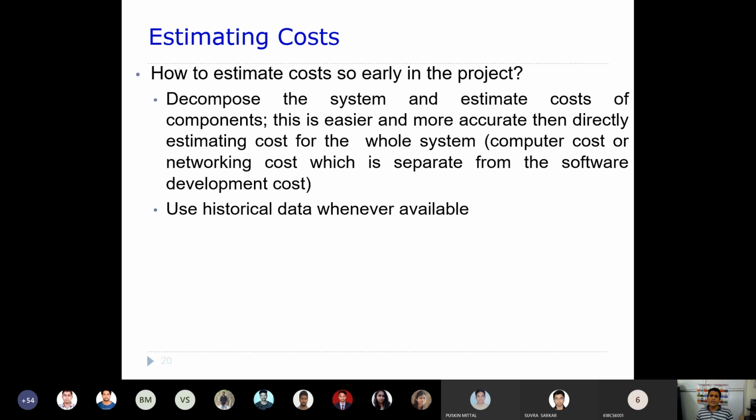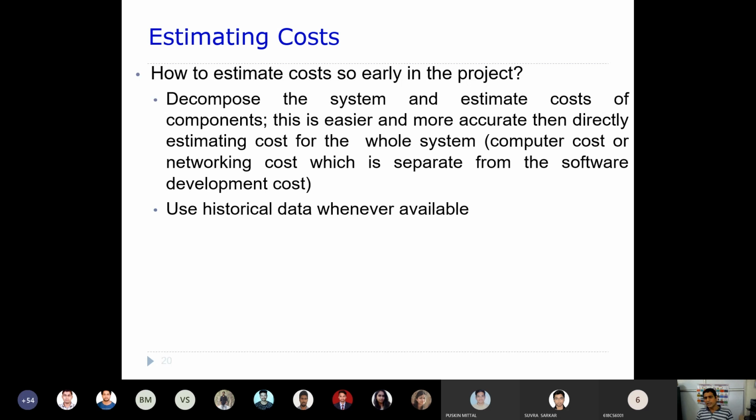Now how can you estimate the cost of software development so early in the project? Usually the best way is to decompose the system into subsystems, and then estimate the cost for each and every subsystem or component. That is the way you can fairly accurately estimate the cost for the whole system.